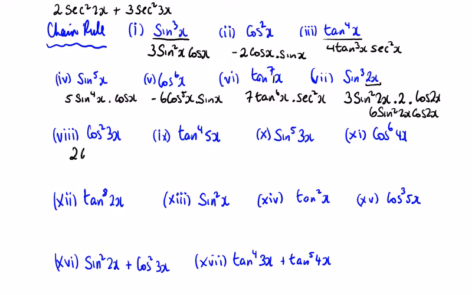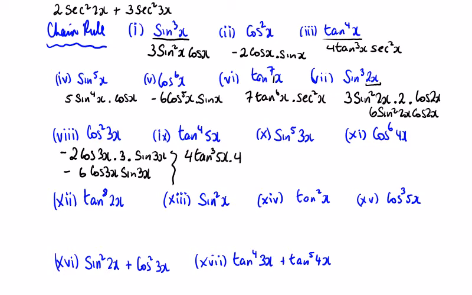This one here is going to go to 2 cos 3x times 3. And cos 3x goes to minus sine 3x. So we have minus 6 cos 3x sine 3x. This one, 4 tan cubed 5x times 4, and tan 5x goes to sec squared 5x. So we end up with 16 tan cubed 5x sec squared 5x.